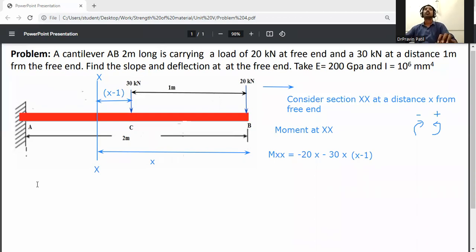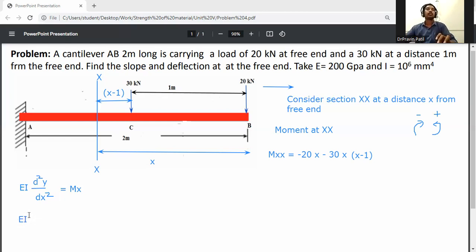Now apply Macaulay's method. EI d2y divided by dx square is equal to the moment M at x. Okay, so now write down all this here.